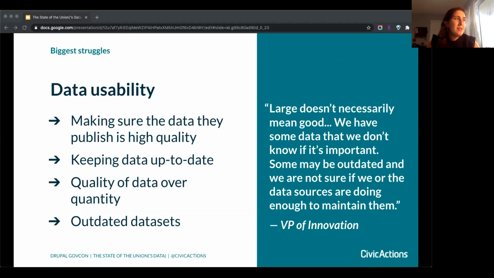For data usability, data is for being used, but often the programs focus on the sharing a lot more than the using, which makes sense because the platforms are run by the sharers. So we heard from people that we spoke to that the data that they published, they weren't really sure if it was high quality, they weren't sure if it was up to date. The mandates were usually for quantity over quality. And some of the data sets were outdated, but it was sort of a situation where people weren't sure if they were supposed to update the data or if the original sources of the data were supposed to update it. So that also seemed to be a struggle.